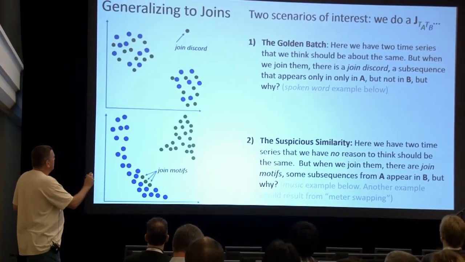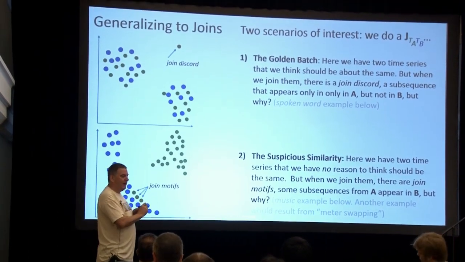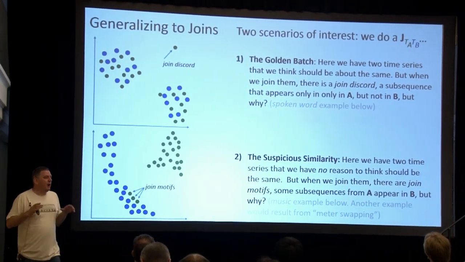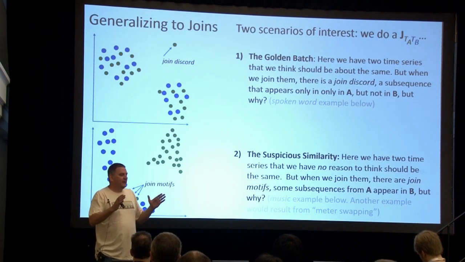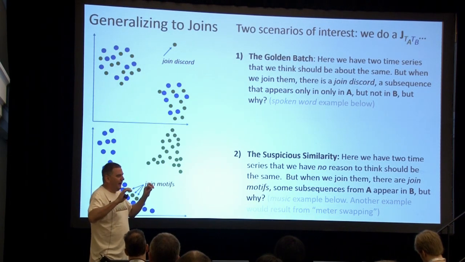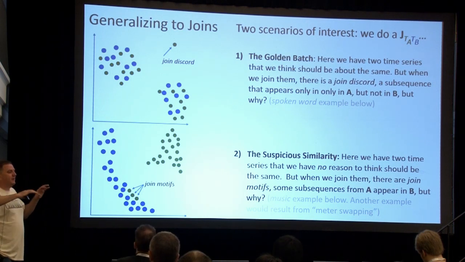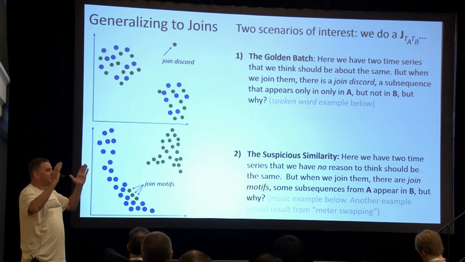The first one I call the golden batch. Here we have two times that we think should be the same, and the question is, are they the same? Let me give an example. In industry, people often want to build something, a wafer or some chemical, and so they have a perfect golden batch. Everything is clean, everything is tuned up, the best engineer runs the recipe, and he makes the food or the chemical or the wafer. That's the prototypical golden batch.